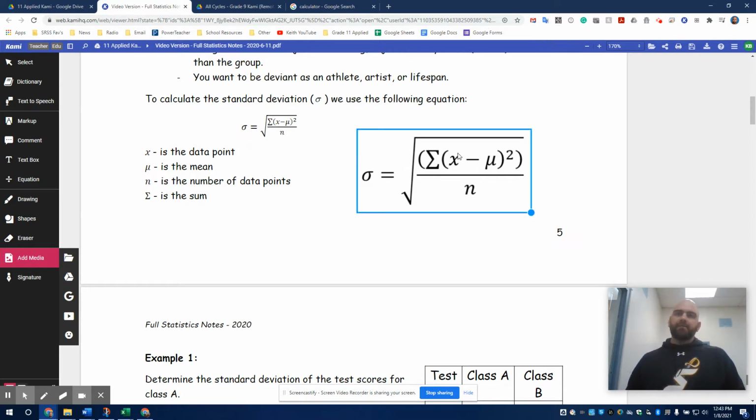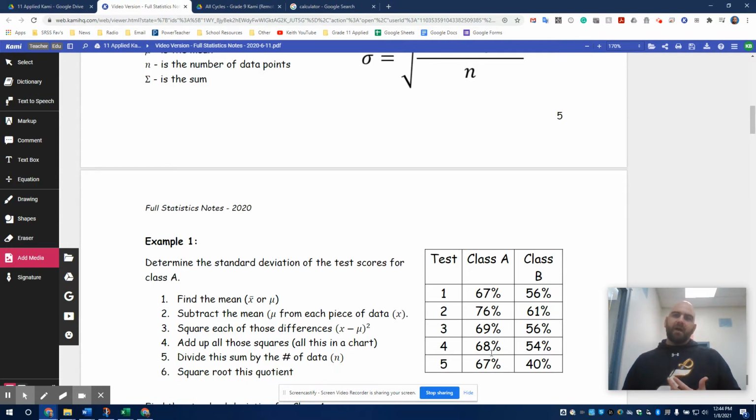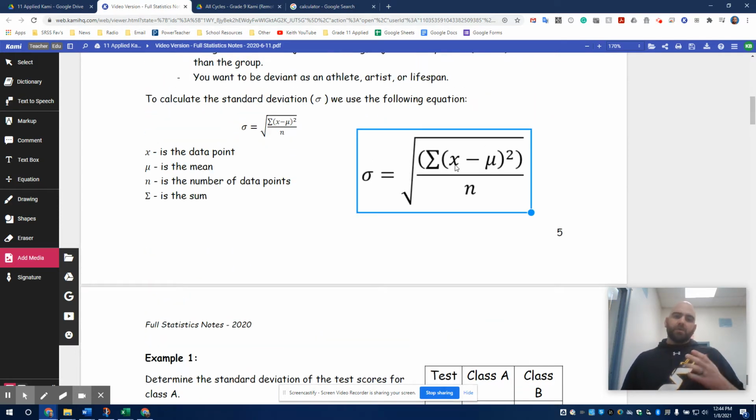And how we solve that is we take the summation. Remember that this is the sum of a whole bunch of different points. What we do is we take each data point. X is each of our data points. So in the case of our test scores, which we'll look at in just a little bit, each one of these 5 is a data point for class A. Each one of these 5 is a data point for class B. So each one of those is a data point.